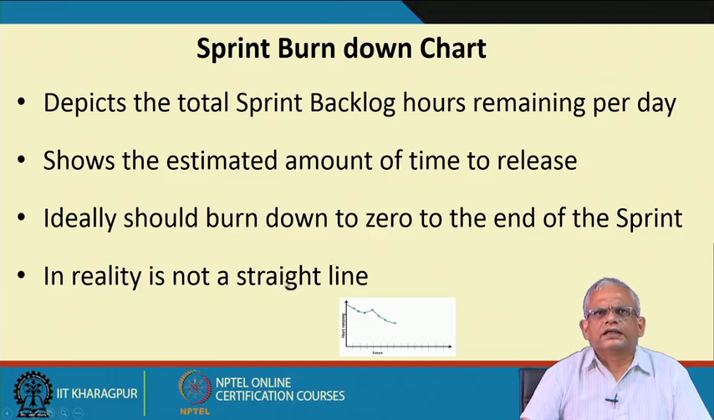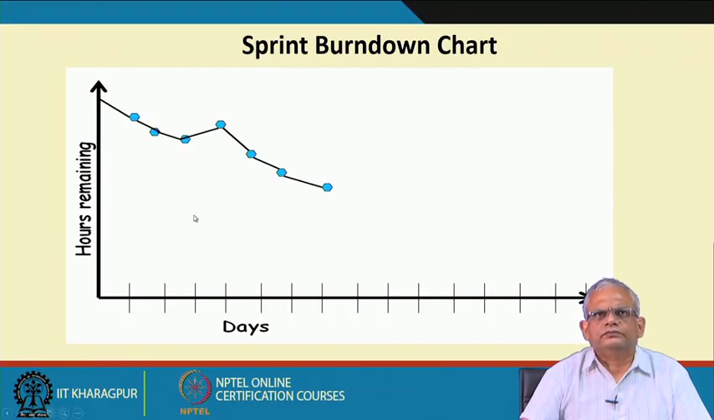It is not a straight line; constant progress every day is not achieved. There are various obstacles, and also the estimates are revised as the sprint progresses. This is a larger view of the sprint burn down chart. For each day it is updated with the total hours remaining. There is an initial estimation, and then as the days progress this is updated, and finally at the end of the sprint it should become 0.